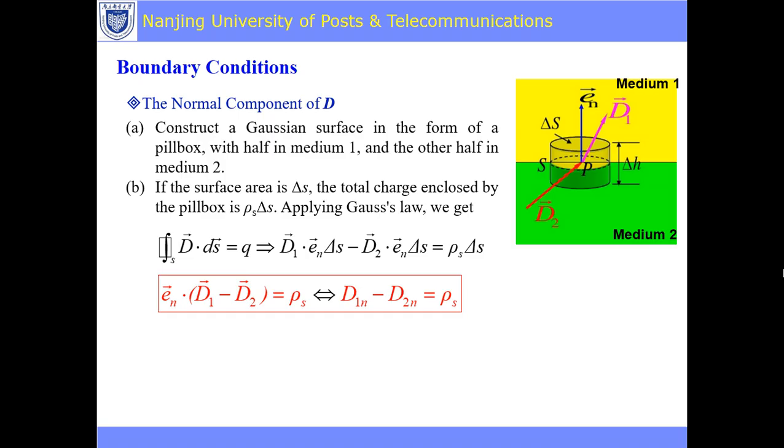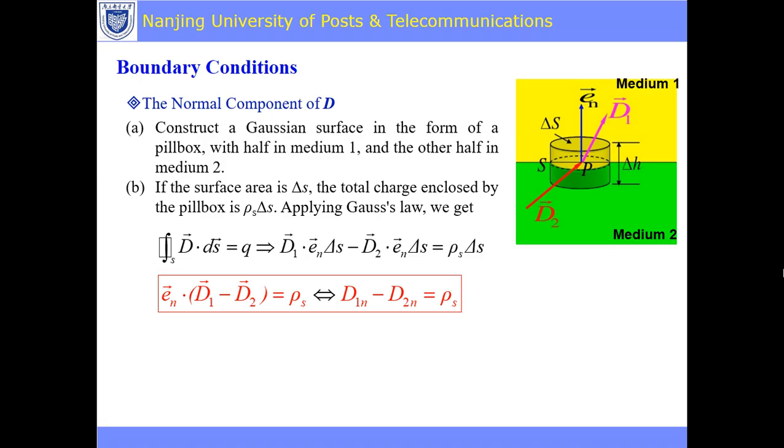Let's get back to where we were. So here now, what is this equation telling us? What is this red equation telling us? You have D1 here, you have D2 here. If they are equal to this surface charge, what does it mean? What is happening here?